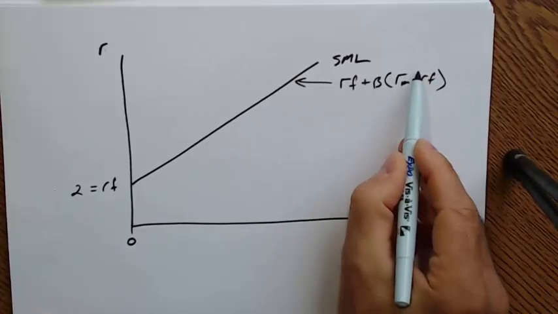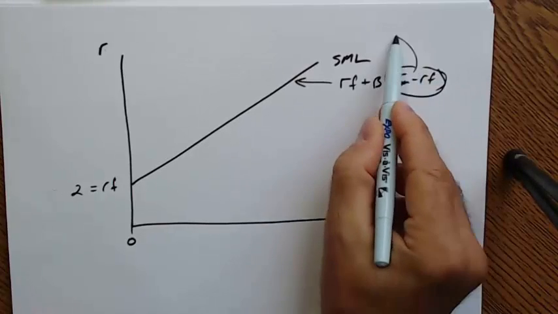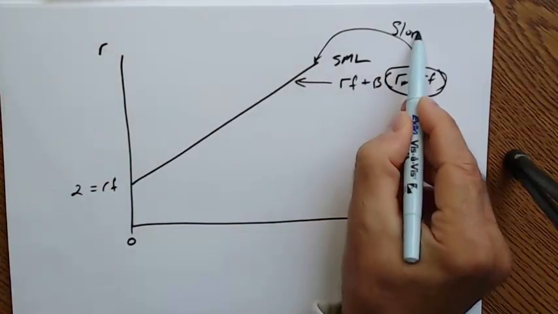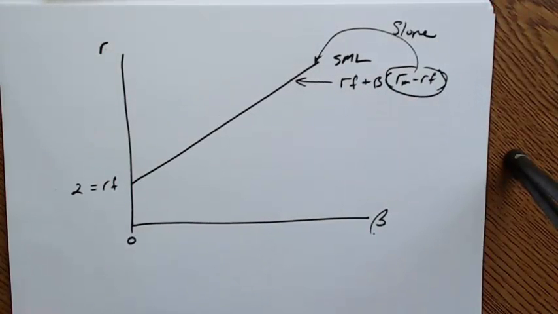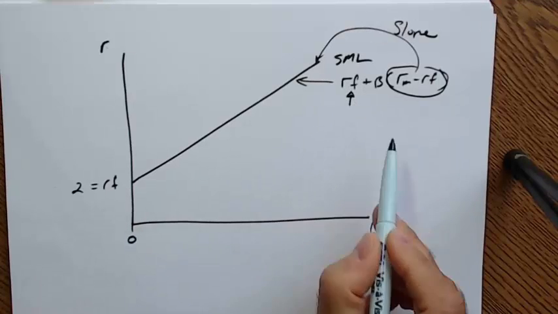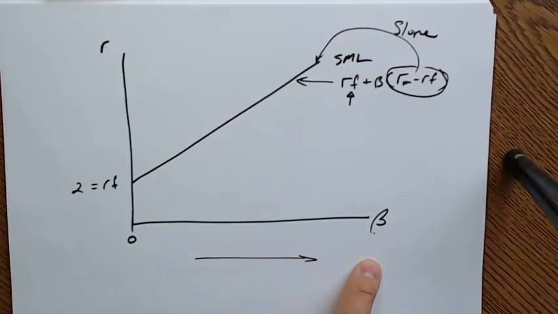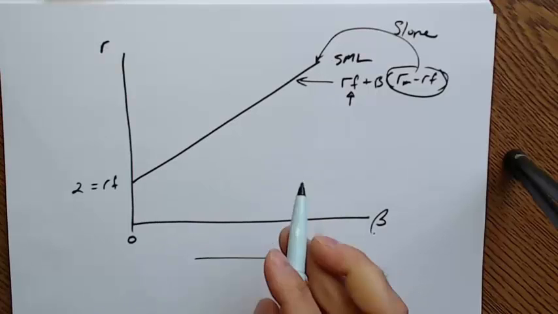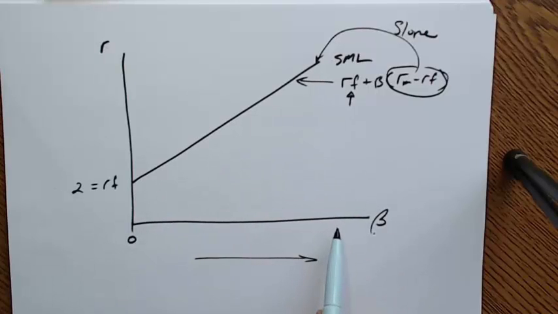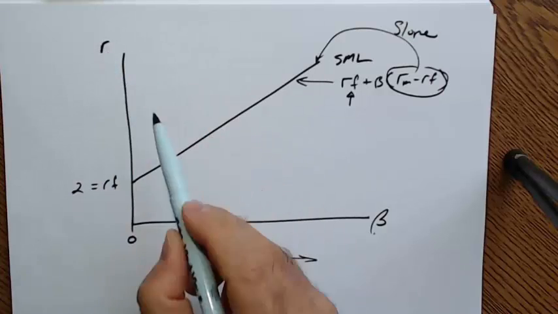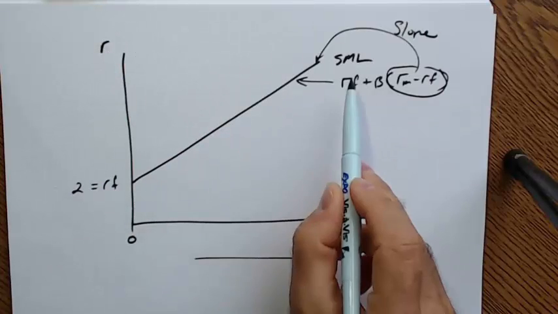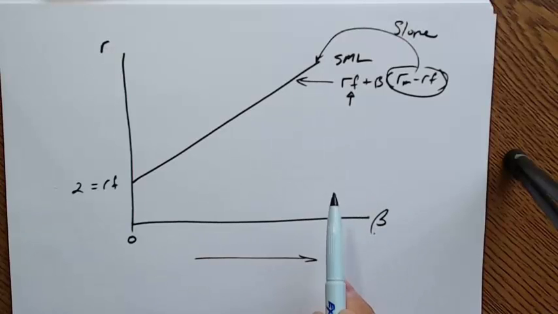So the slope of this line is this. The intercept is here. Now, how much market risk you take moves out in this direction. The more market risk you take, the further you move out here. Notice, the more risk you take, period, the more return you demand. So it's upward sloping. It has to be upward sloping or it wouldn't make sense.